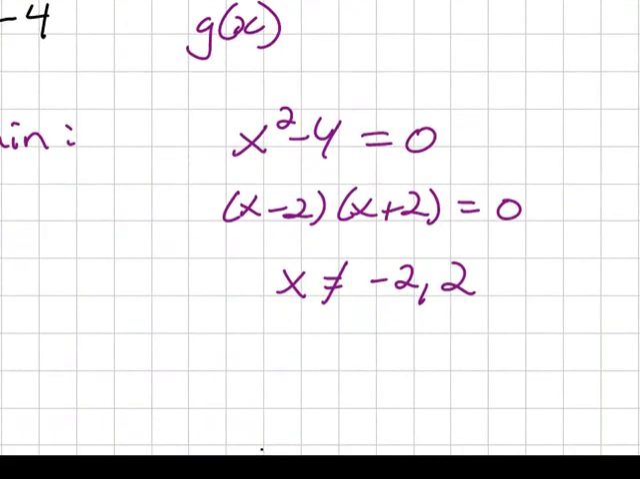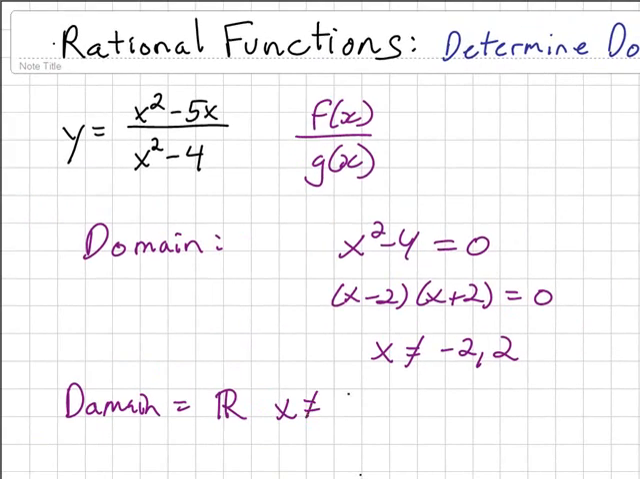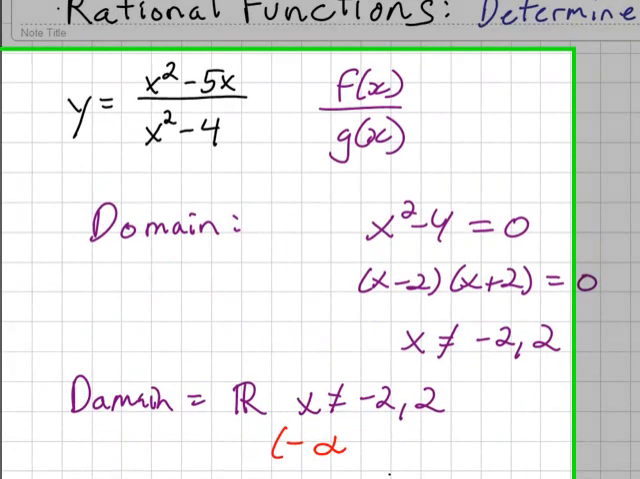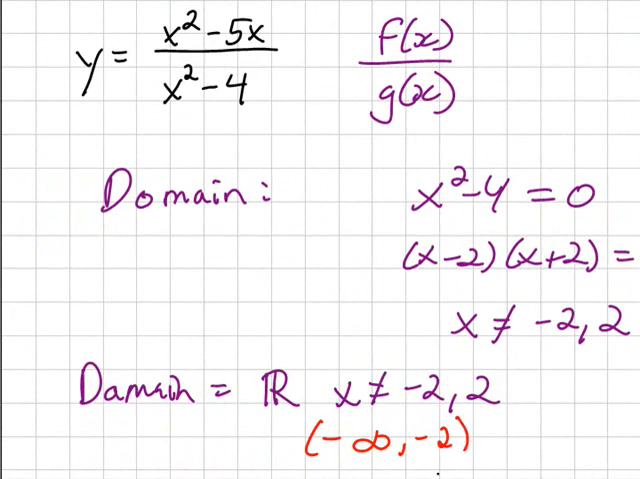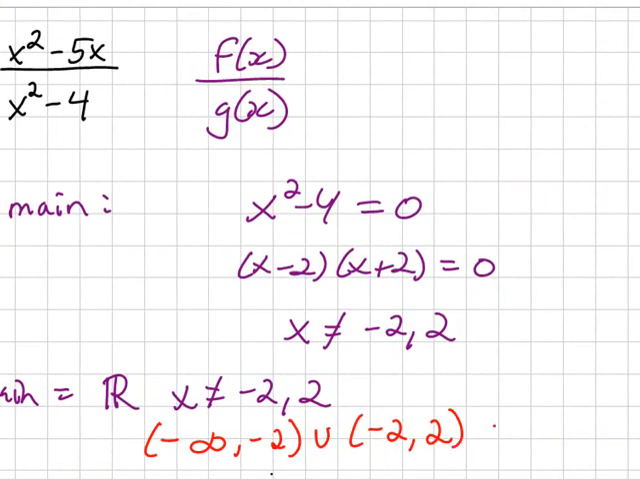So for this particular rational function, setting the denominator equal to 0, we have the domain equal to all real numbers, with the exception that x cannot equal negative 2 and 2. In interval notation, we always start from the left: negative infinity to negative 2, rounded parentheses, union, because it does exist in between, negative 2 and 2, again rounded because it does not include those values, and then union 2 to infinity. So that's how it would be in interval notation.